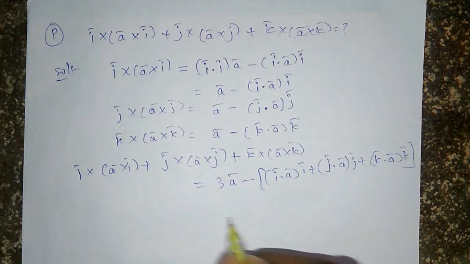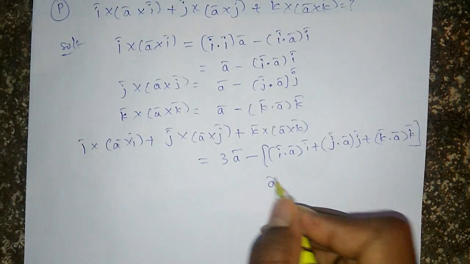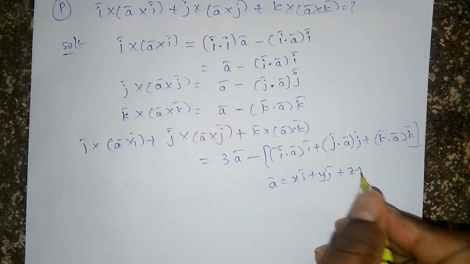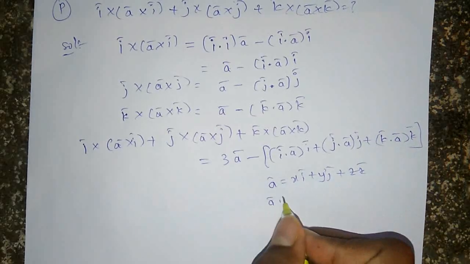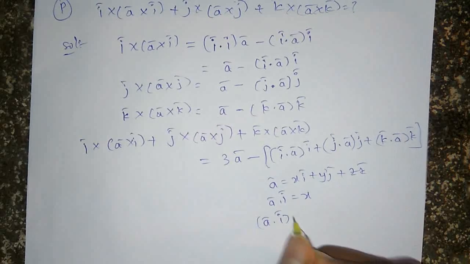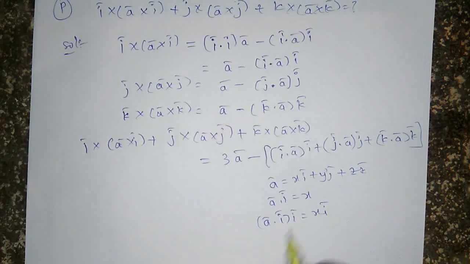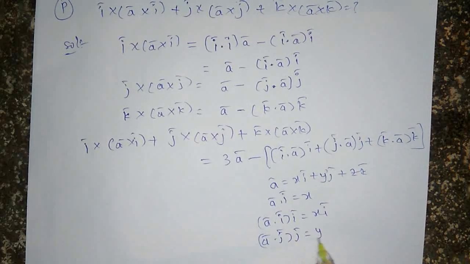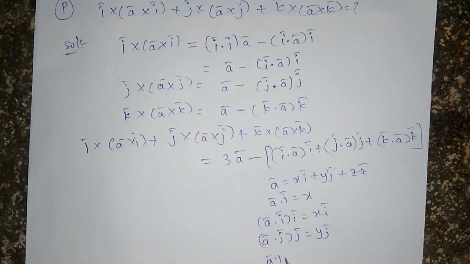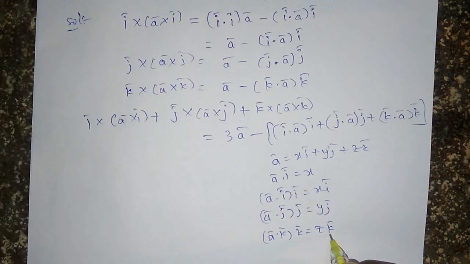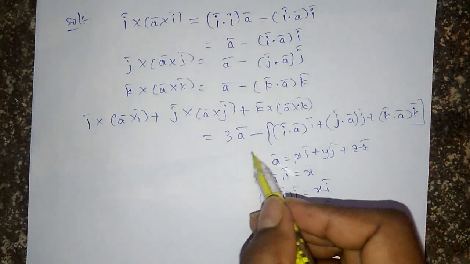Okay, how will you find that value? Let us take a bar is equal to xi plus yj plus zk. a bar dot i bar is equal to x, and a bar dot i bar into i bar is equal to x i bar. Similarly, a bar dot j bar into j bar is equal to y j bar. a bar dot k bar into k bar is equal to z k bar. So if you add these three, you will get again a bar only.